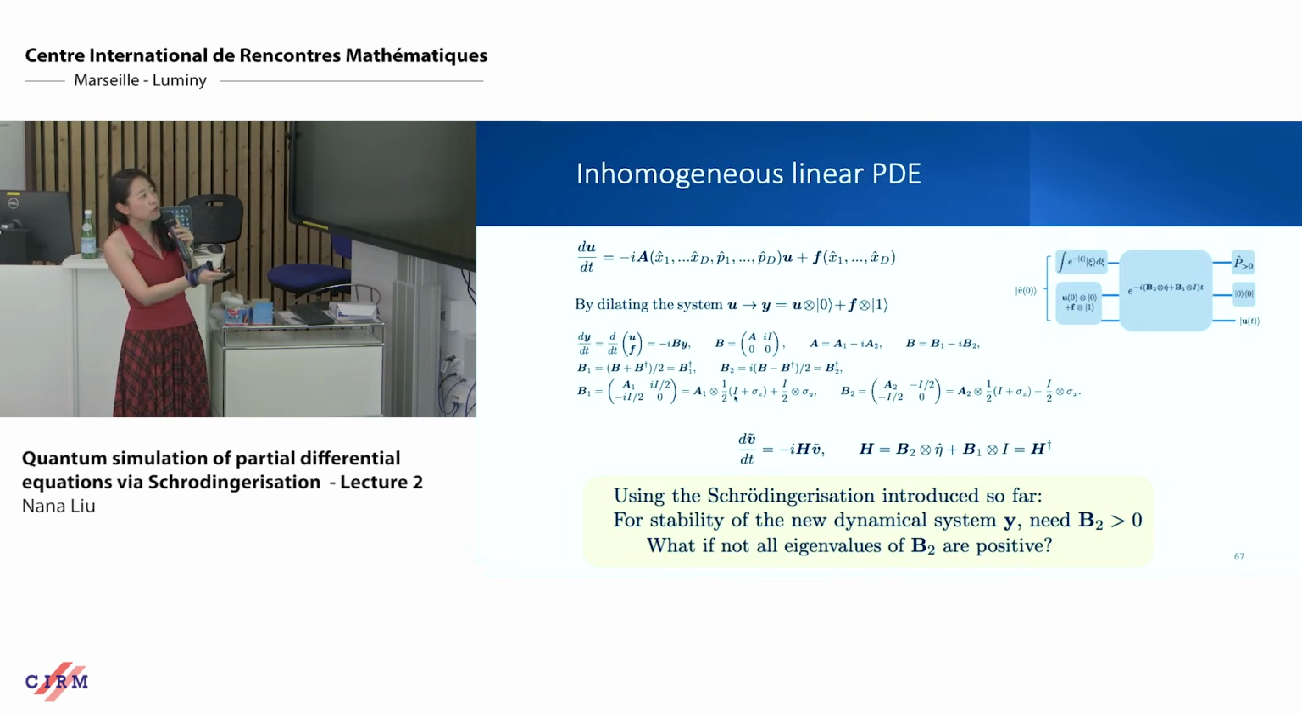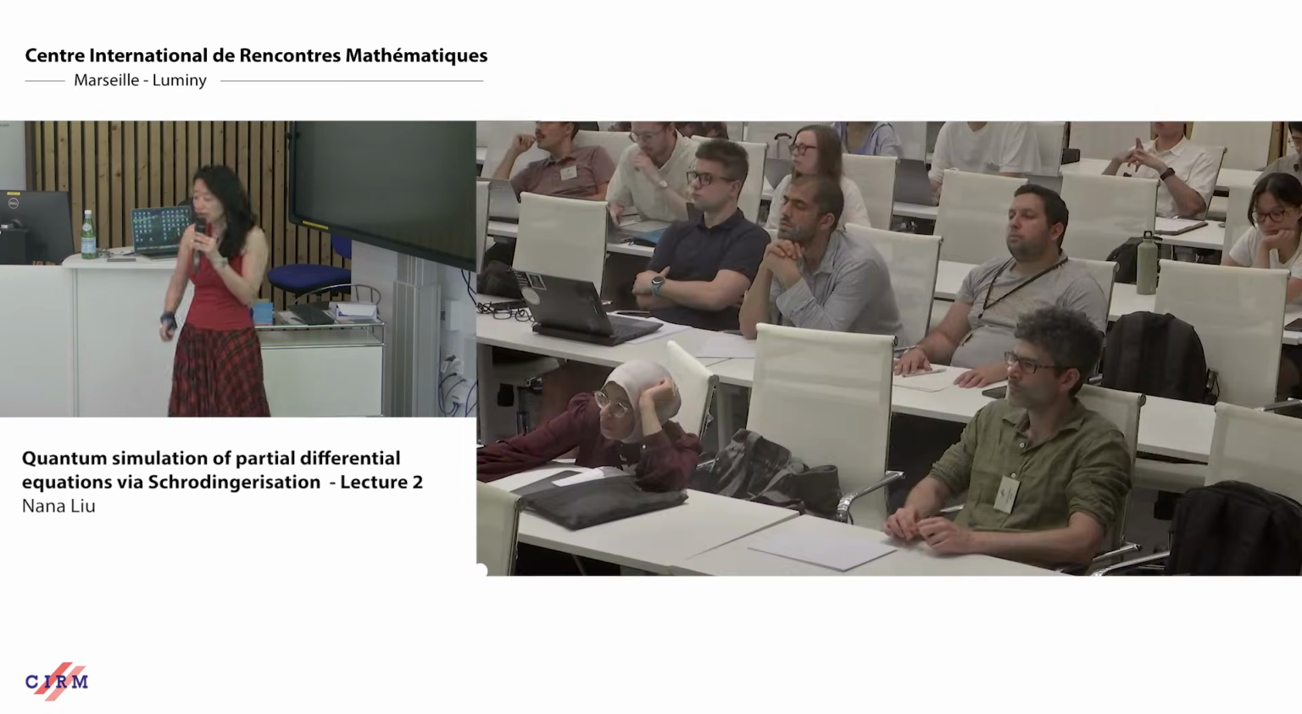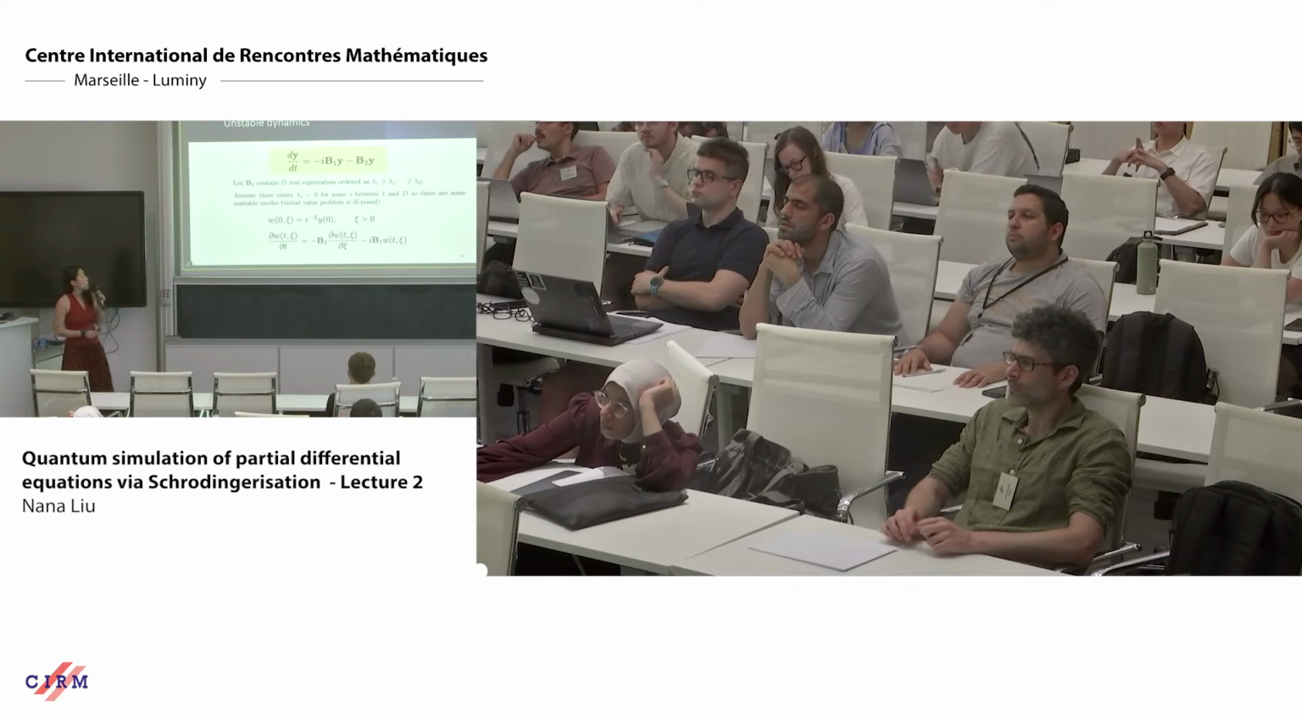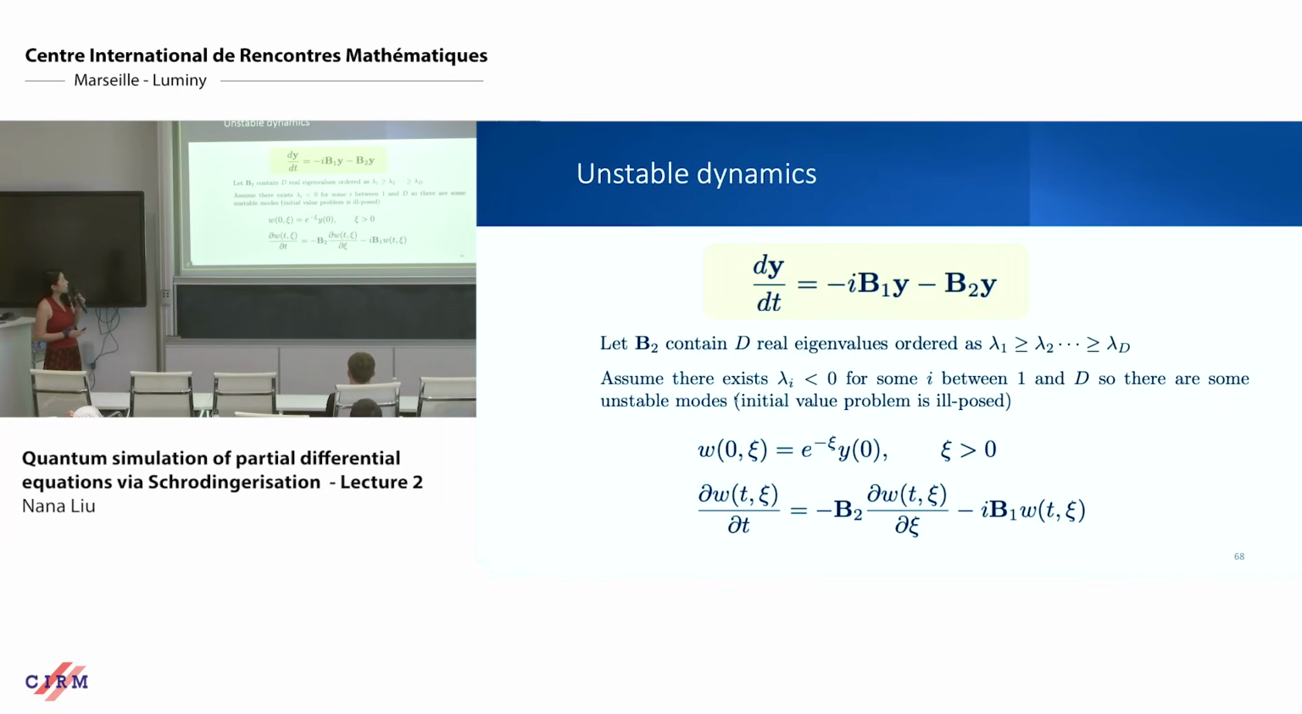And if we go through this, now we have a system and the Hamiltonian has this form: B2 tensor product eta hat plus B1 tensor product identity, where B1 has this form, A1 tensor product with sigma Z, and then we have sigma Y here, and B2 is A2 tensor product sigma Z, and we have a sigma X term. All right, so how do we deal with these negative eigenvalues?